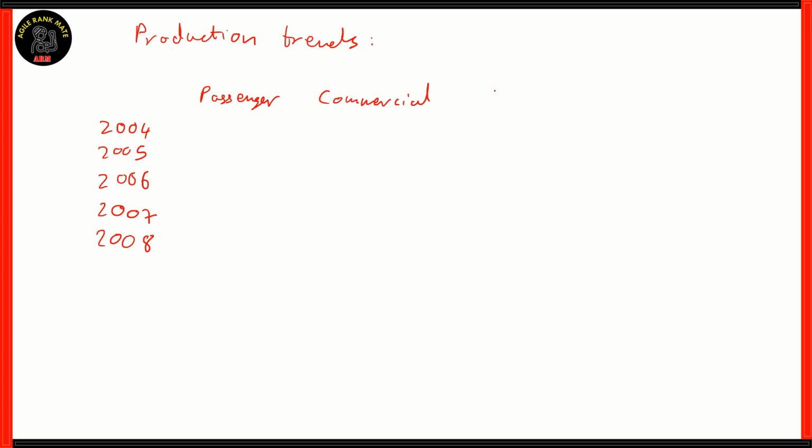So we're going to draw a table, and the columns would represent the years 2004, 2005, 2006, 2007, 2008, and the rows would represent the category of vehicles. So passenger vehicles, commercial vehicles, 3-wheelers, and then we look at total. So this is how the table is going to look.